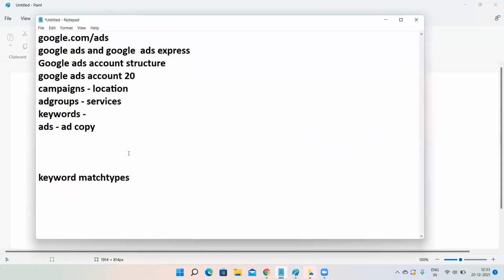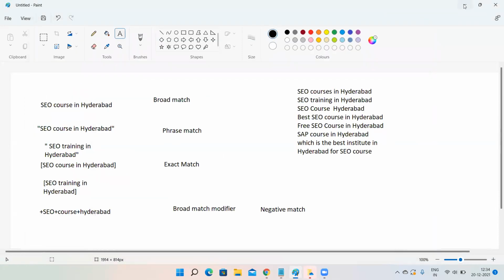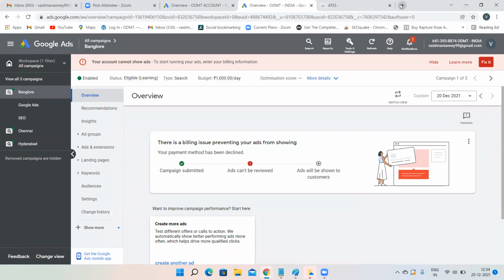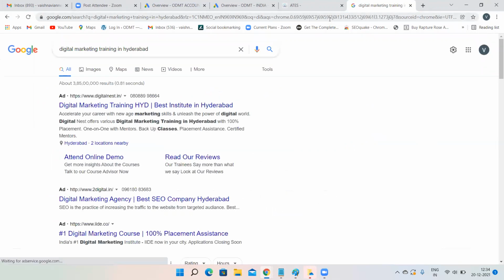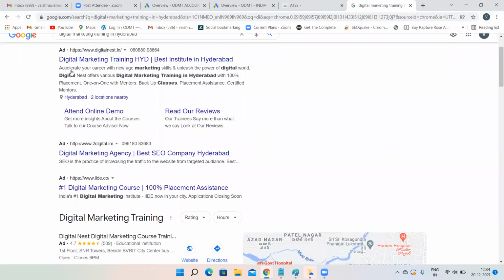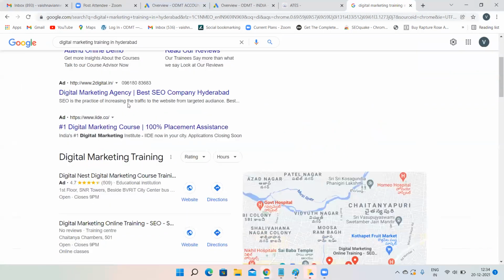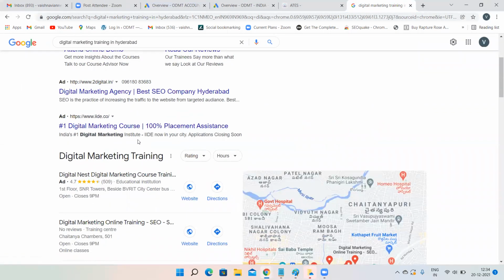Now coming to the next topic of our class, extensions. This is a simple topic only. Now let's search for any keyword. Okay, here some extensions are there. Now see, digital marketing training in Hyderabad. This is his title and this is his description. Here also this is his title and this is his description.